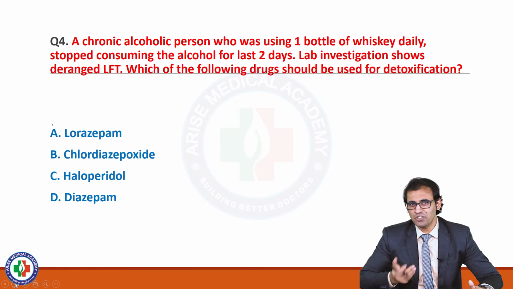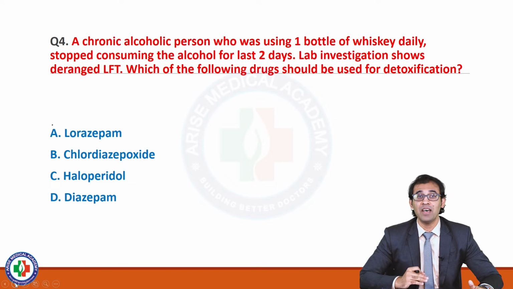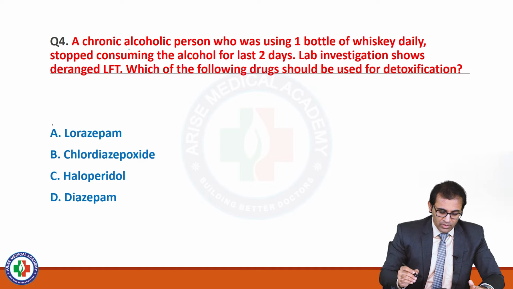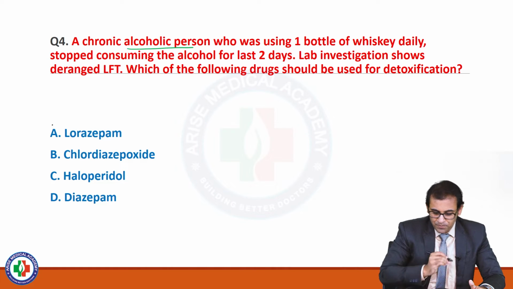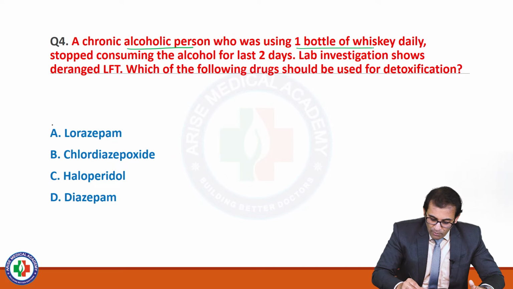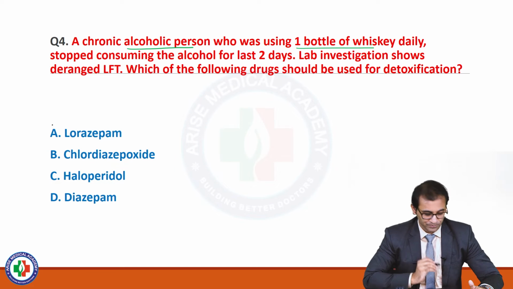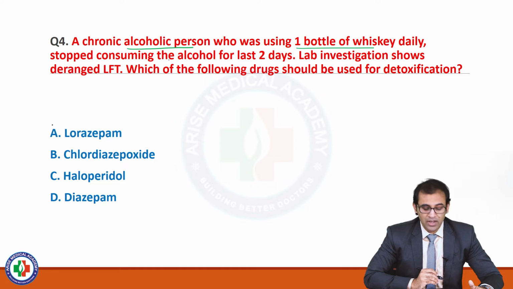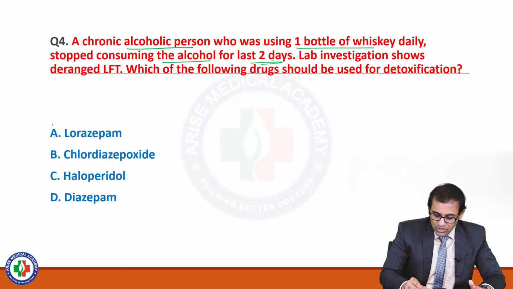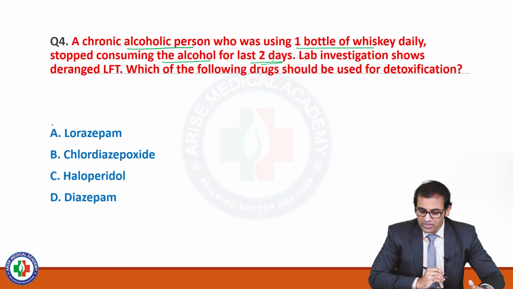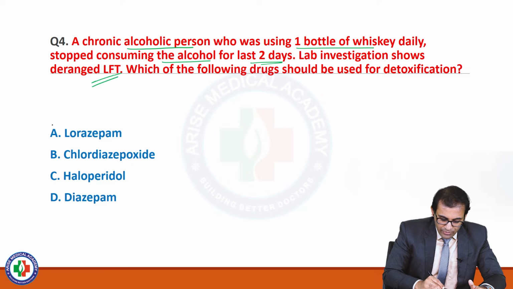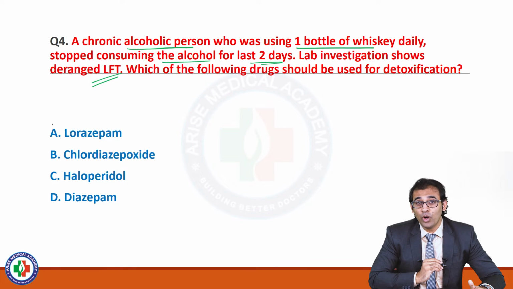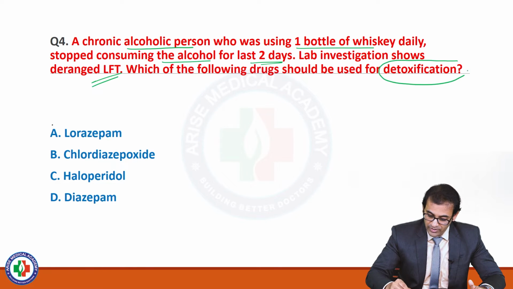Next, again this question is related to alcoholism. From substance abuse, and especially alcoholism, they have asked 3 questions in INI CET. Question number 4: a severe alcoholic person who was using 1 bottle of whiskey every day stopped consuming alcohol for the last 2 days. Lab investigation shows deranged liver function test. Which of the following drugs should be used for detoxification?